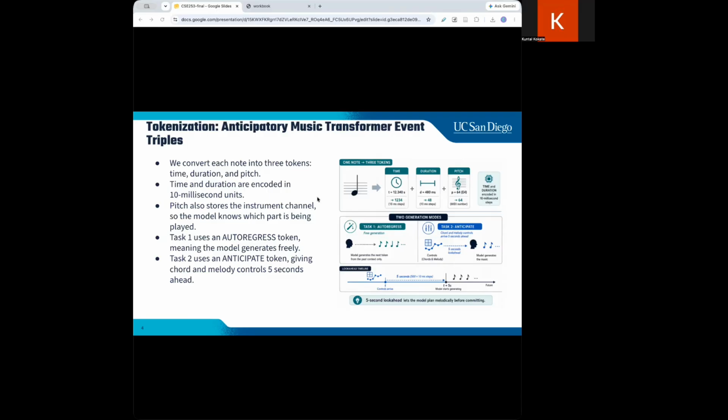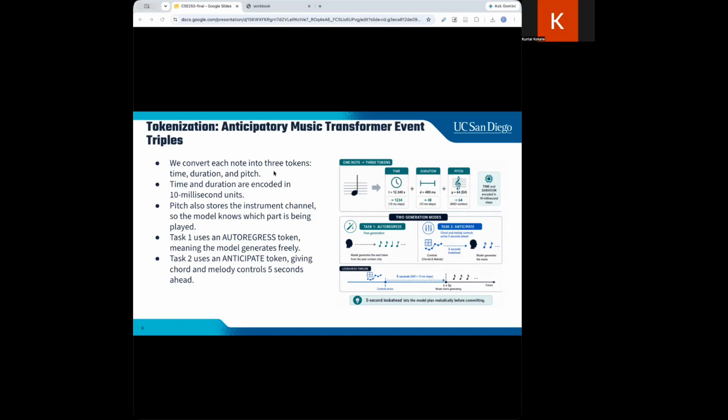Now, coming to tokenization, before training, we convert MIDI notes into tokens using the anticipatory music transformer tokenizer. Each note becomes three tokens: time, duration, pitch. The time token says when the note starts, duration says how long it lasts, and pitch encodes both the MIDI note number and the instrument channel. So the model can tell whether a note belongs to melody, chord control, or accompaniment.